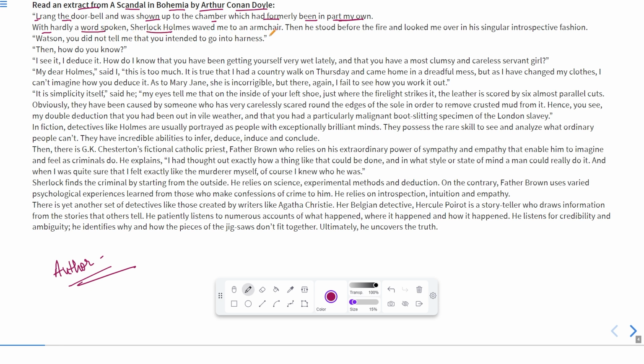Sherlock Holmes, now you must have heard this word. This is really a most famous, most popular word about a detective. Okay, so Sherlock Holmes was a detective who waved me to an armchair. It means he indicated the armchair, or he showed the armchair to the author. It means he told the author to be seated in the armchair. Now armchair means a chair which has arms in which we can sit comfortably.